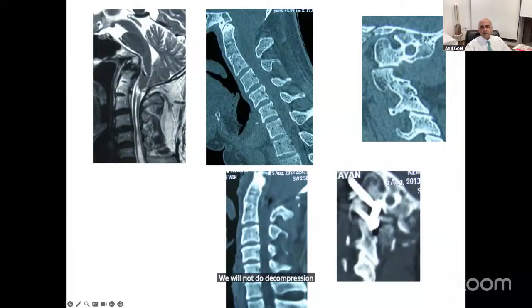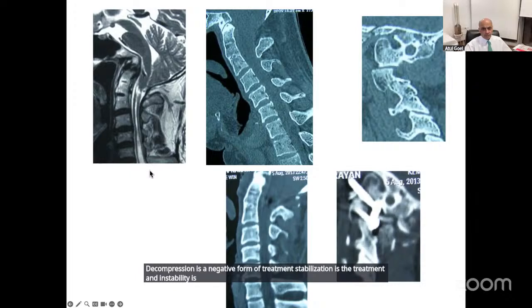Frankly, you tell me. Is there any person in the world who will not do decompression? I am saying decompression is a negative form of treatment. Stabilization is the treatment, and instability is the question.